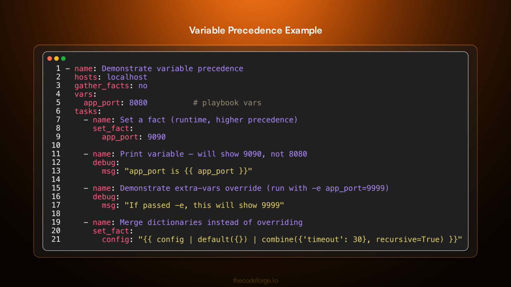For dictionaries, use the combine filter with recursive equals true to merge instead of replace. Always validate critical variables with a debug task at the start of your playbook.